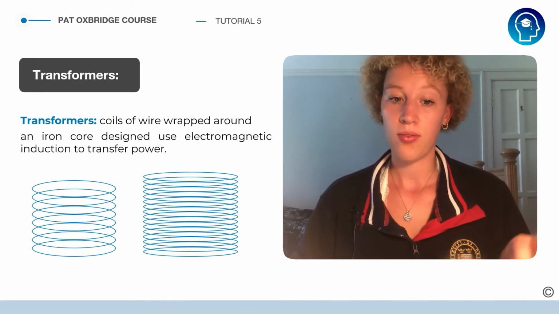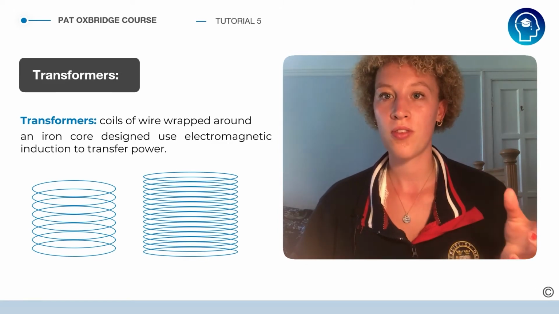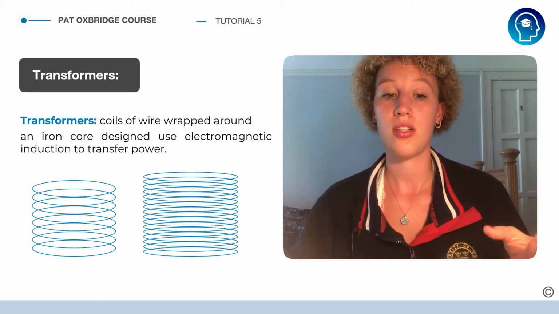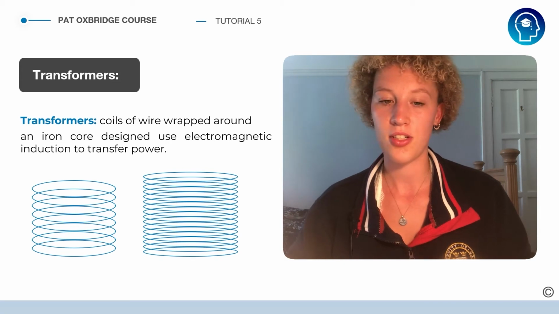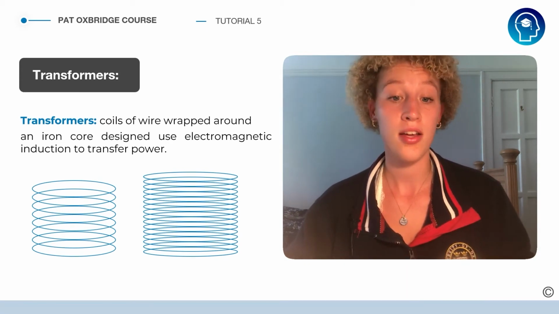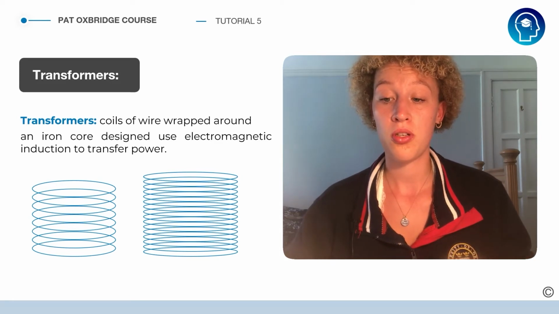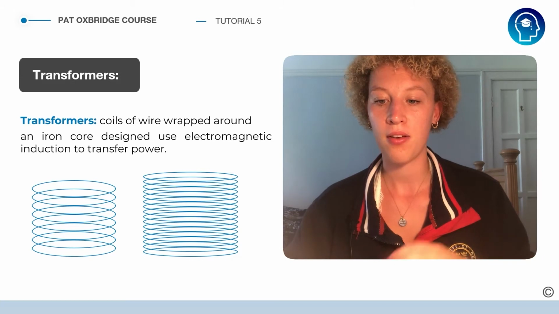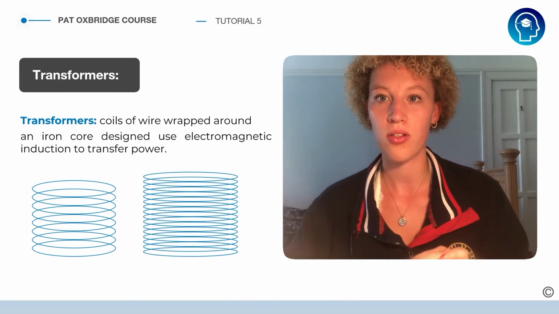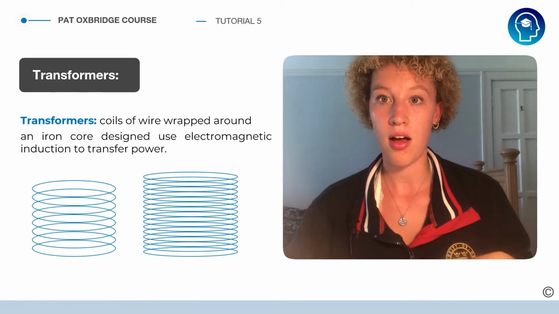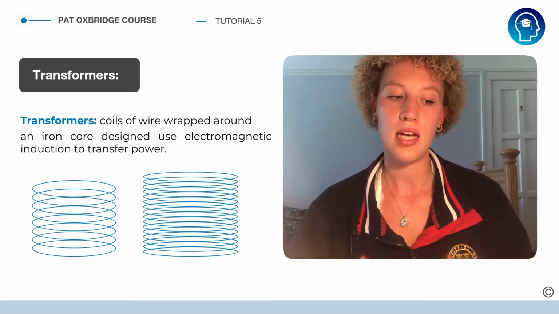Now moving on to transformers. Most of you are familiar with these, having done GCSE. These are coils of wire wrapped around an iron core designed to use electromagnetic induction to transfer power. The potential difference is proportional to the number of turns in the coil, and you know the governing equation being V1 over V2 is equal to N1 over N2. And remember that an ideal transformer has no power loss within the coils and within the iron core itself, because in reality you would have resistance in many of the coils, which would add to produce heating.